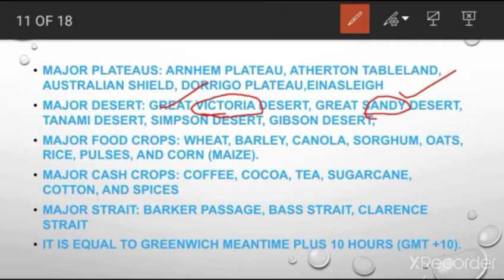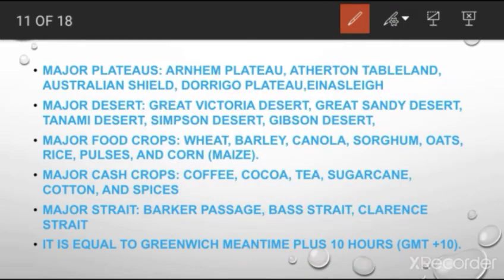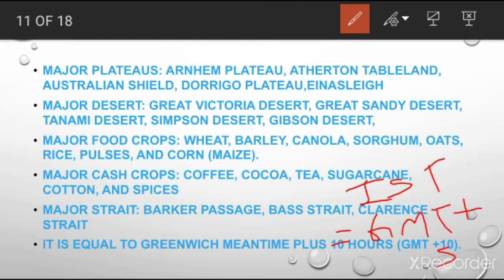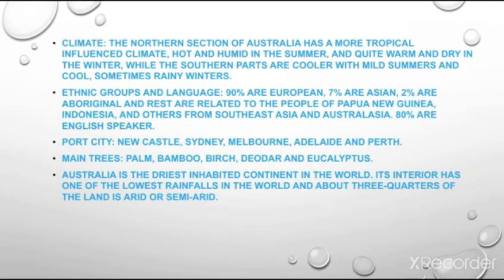Australian time is equal to Greenwich Mean Time plus 10 hours. Yeah, GMT plus 10 hours. And what about India? What is IST? Indian Standard Time equals Greenwich Mean Time plus 5.5 hours, 5 hours 30 minutes. Right? Okay. Let us now discuss some more facts about Australia.